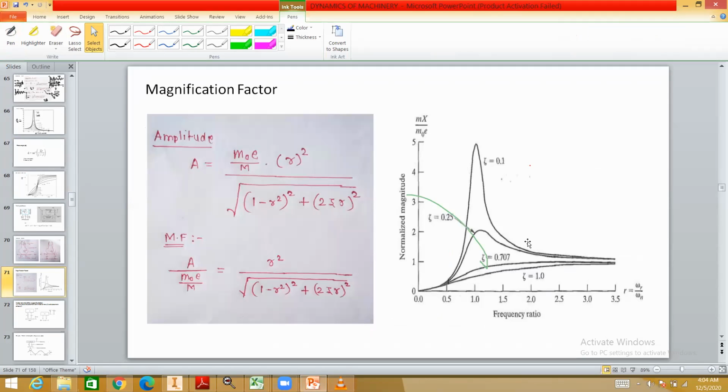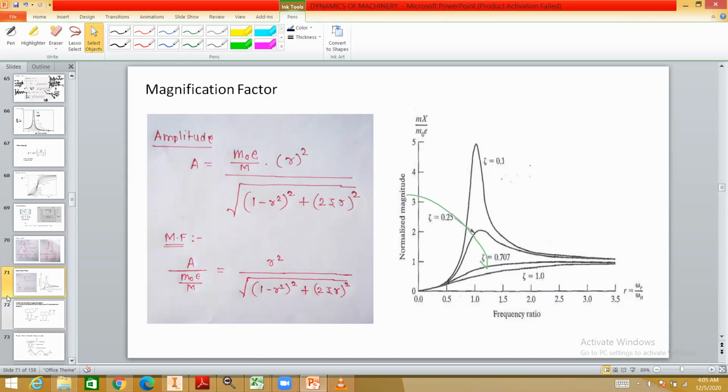So this is the graph. When zeta is very small or negligible, you can see there is a peak value at the resonant condition. And then if you further increase the frequency ratio, you can observe the graph will become flat when the magnification factor is unity, that is 1. So for that we have to select some higher frequency ratios, 1.5 or 2.